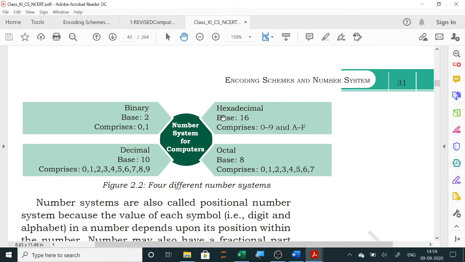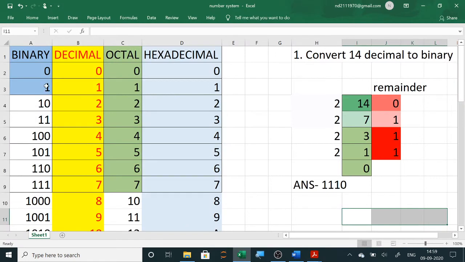Then hexadecimal base is 16, 16 digits from 0 to 15, where 0 to 9 we are writing. After that, for 10 we will write A, for 11 we will write B, and so on. For 15 we will write F. So this is our hexadecimal number system. Now you can see here how it goes on.